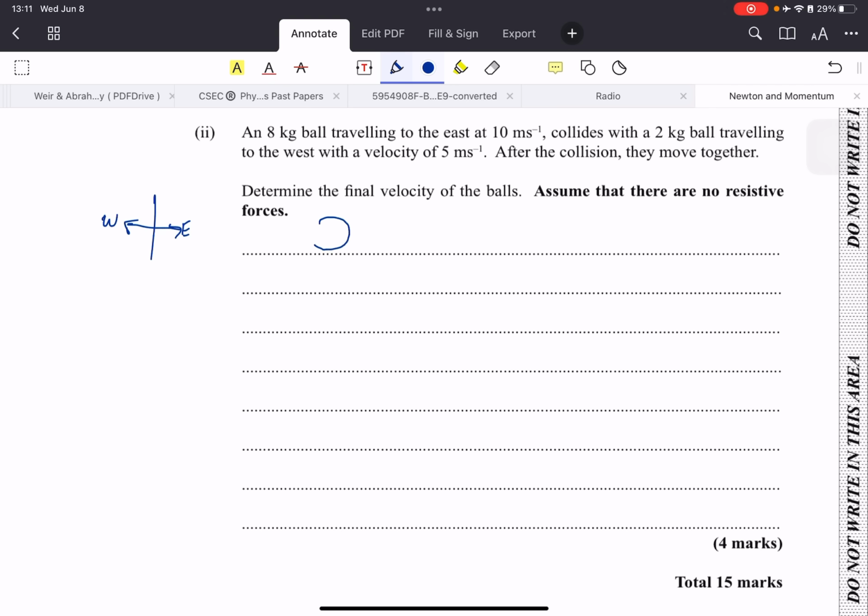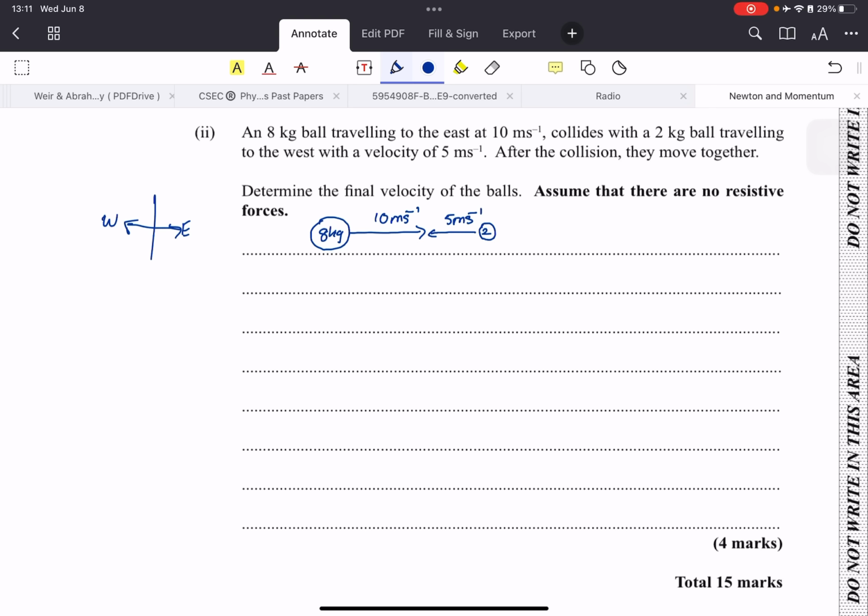So this is the big ball here. 8 kilogram is traveling in this direction to the east, right? At 10 meters per second. Now it collides with a 2 kilogram ball and it's traveling to the west at 5 meters per second. So one is obviously bigger and faster and heavier than the other, right? Now this is before the collision, right?